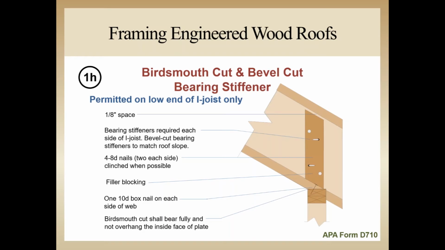Manufacturers of proprietary I-joist products might have different web stiffener specifications, so please consult their literature. And as always, 2 10-penny box nails attach the bottom flange to the top wall plate, one on each side of the web. In these cases, more nails don't make it better.